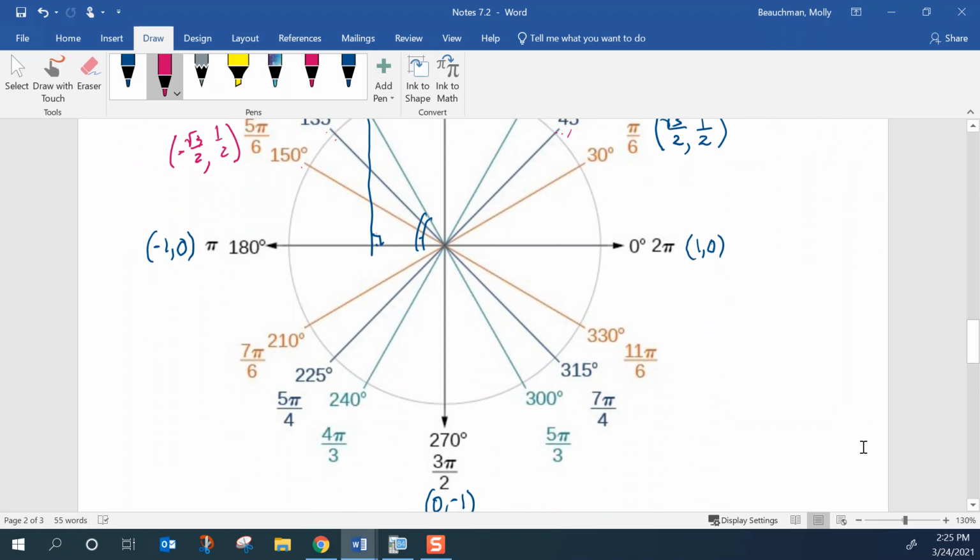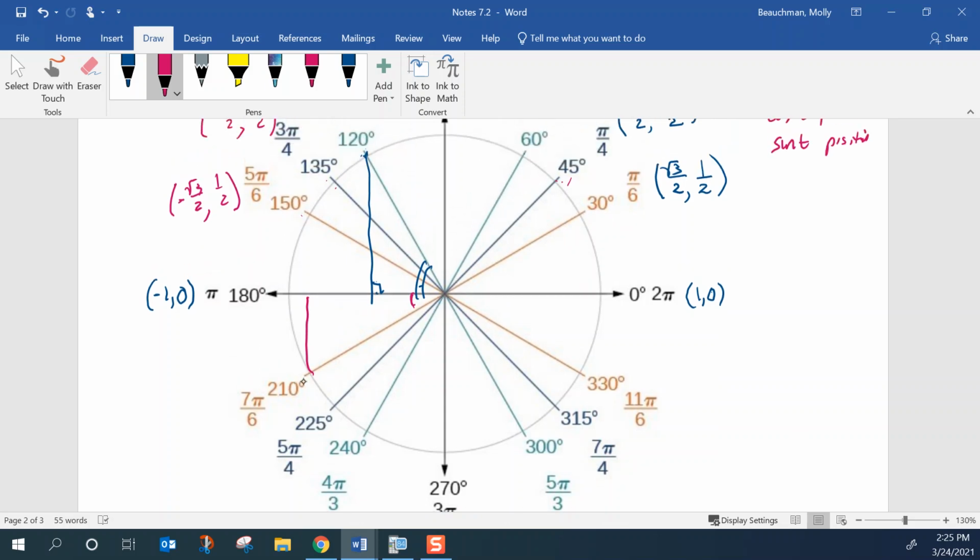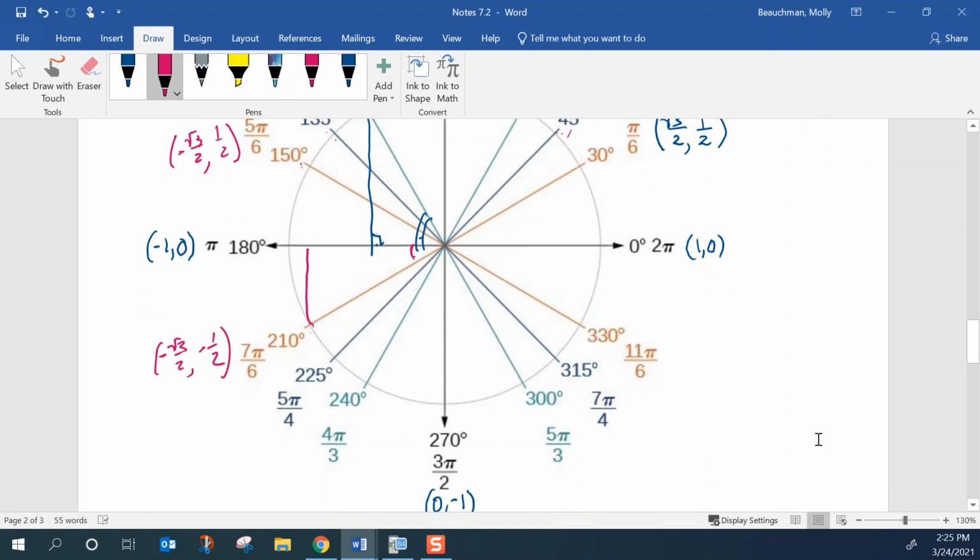So at 7 pi over 6 or 210 degrees, the reference angle would be 30 degrees. Then we know the sine and cosine of 30 degrees are the coordinate square root of 3 over 2, 1/2. But if we're in the third quadrant, think about it as reflecting the point, then they're both negative. Negative square root of 3 over 2, negative 1/2. Then at 5 pi over 4 or 225 degrees, we get negative square root of 2 over 2, negative square root of 2 over 2.